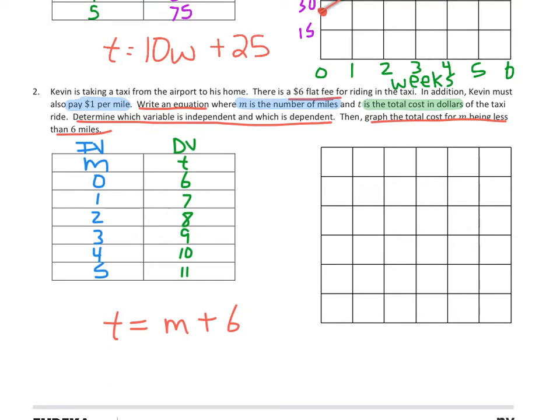So the table, I put m on the left side, which is going to be my x coordinates, and then dependent variable is total cost, which will be my y coordinates. So just check the numbers here, and then fill out your graph.